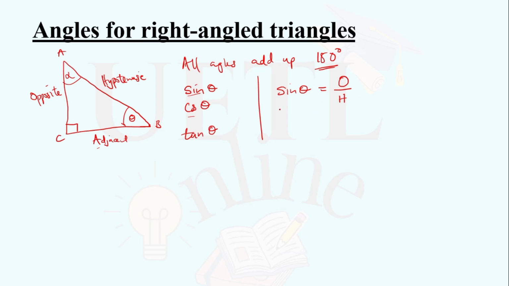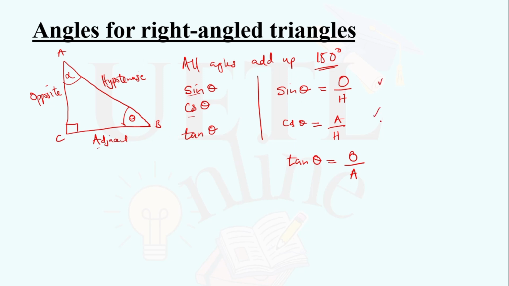The other ratio is cos theta, which equals adjacent over hypotenuse. So adjacent over hypotenuse is the cos of this angle. Then tan theta is the opposite over the adjacent. If you take this opposite and divide by this adjacent, it gives you tan of this angle. This is the ratio you have to remember.